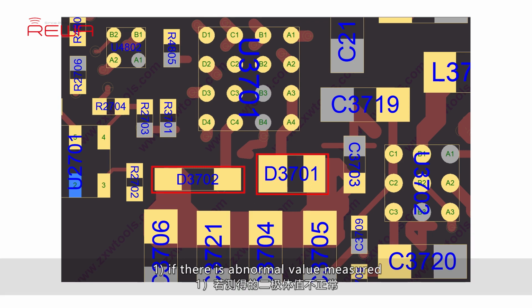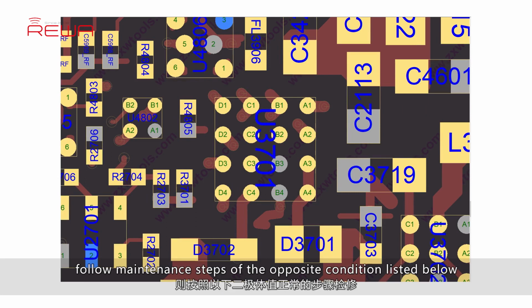1. If there is abnormal value measured, we can replace the diode bearing abnormal value. If the problem still remains unresolved, follow maintenance steps of the opposite condition listed below.